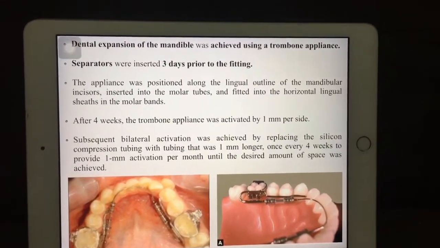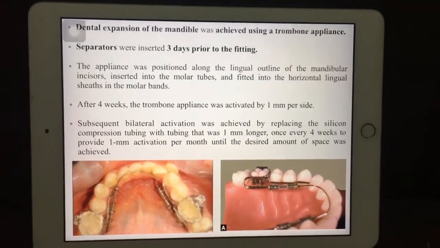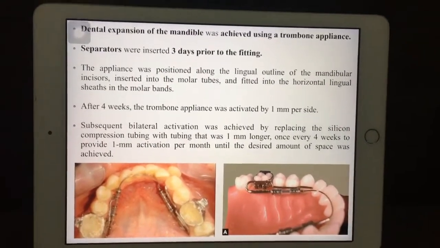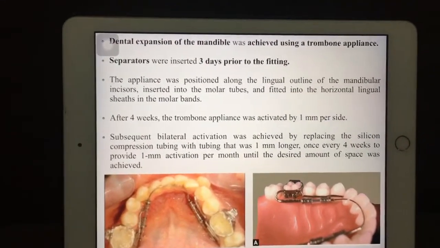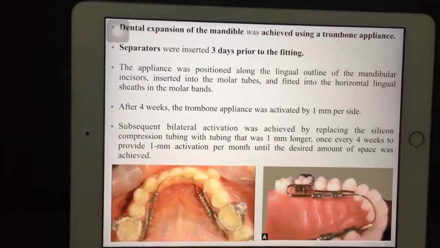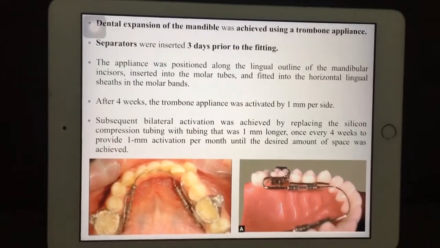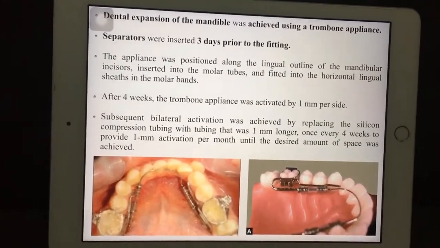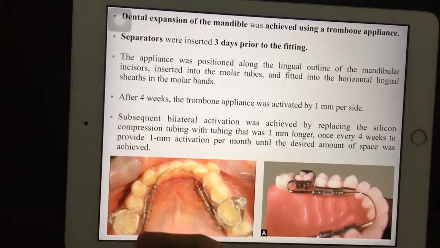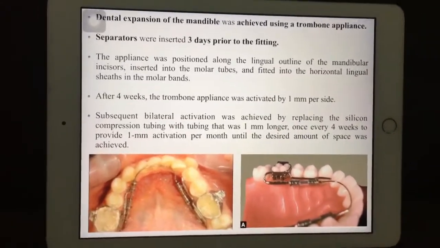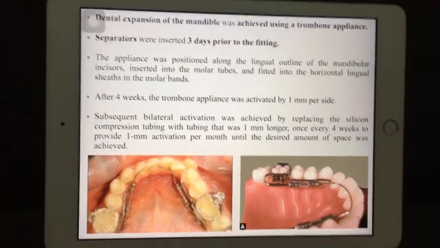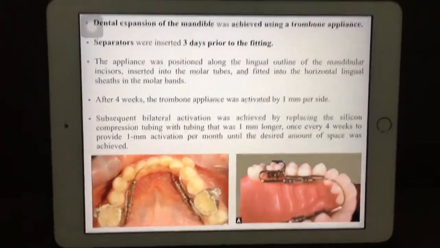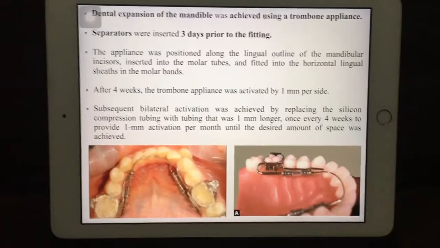So, 3 days prior to the fitting, separators were inserted. The appliance was positioned along the lingual outline of the mandibular incisors, and inserted into the molar tubes and fitted into the horizontal lingual sheaths of the molar band. So, after 4 weeks, the trombone appliance was activated 1 mm per side. So, how does the trombone appliance work?